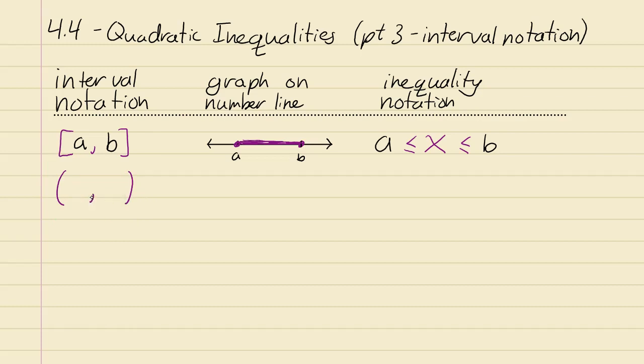Okay, so now what if it has parentheses like this, like a regular old ordered pair? It looks like an xy pair. In that case, this is indicating that it does not include the numbers a and b. So it includes all the numbers in between, but it doesn't include a and it doesn't include b. And so you could write that with inequality notation as x is greater than a and x is less than b.